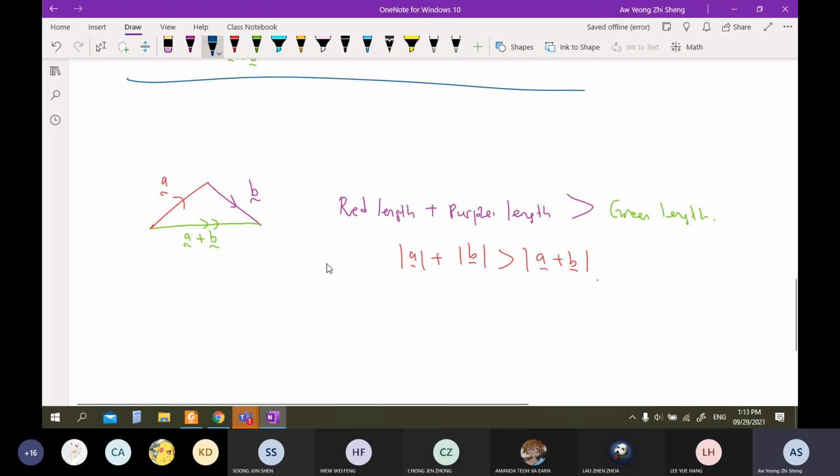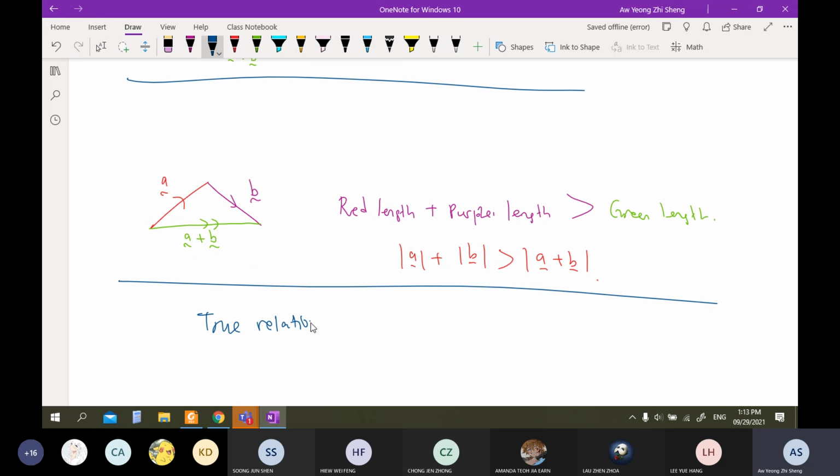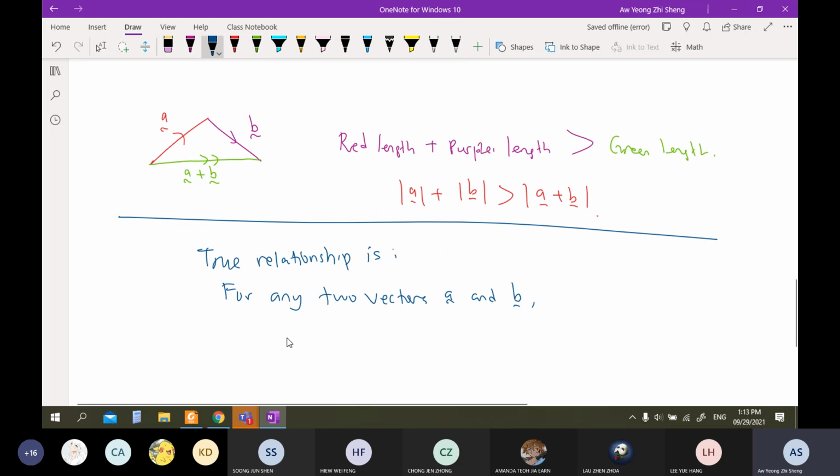Okay. So the true relationship is, for any two vectors A and B, with any length and any direction, it is always true that the length of A plus the length of B is either longer than or equal to the length of A plus B. So this is the true relationship.